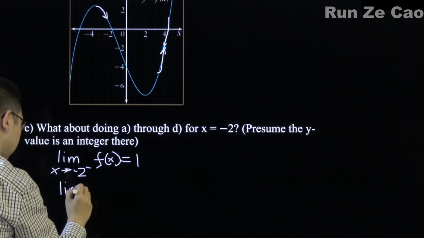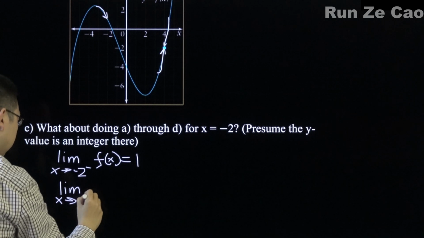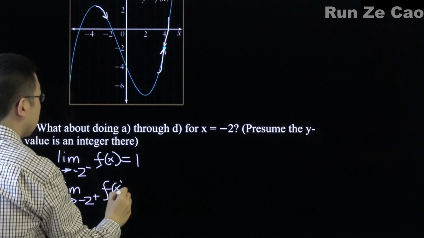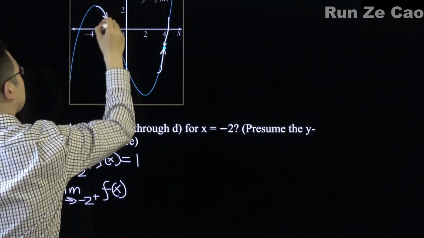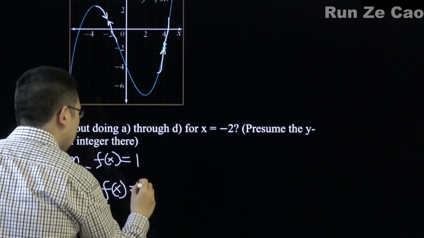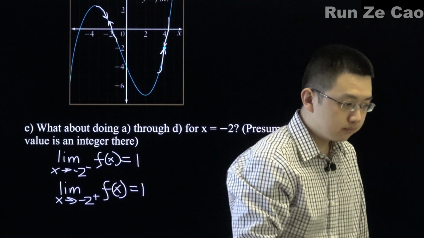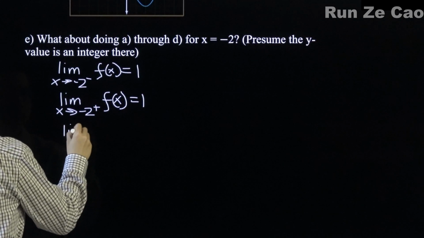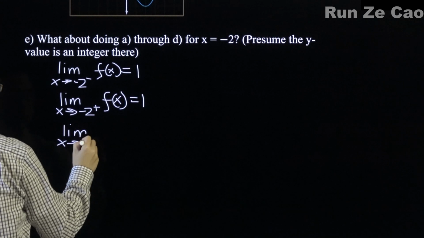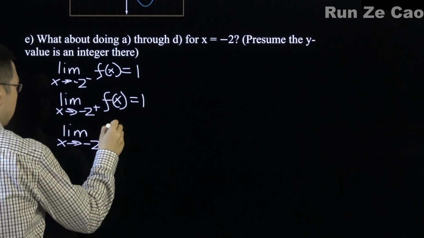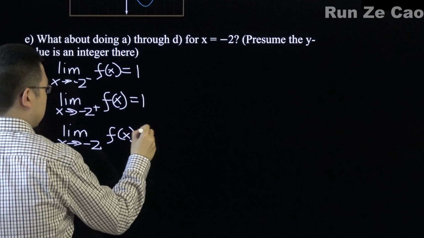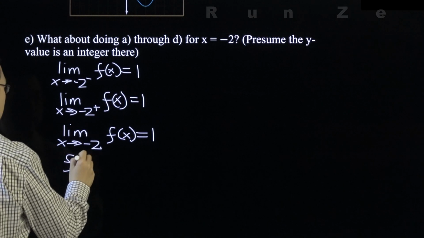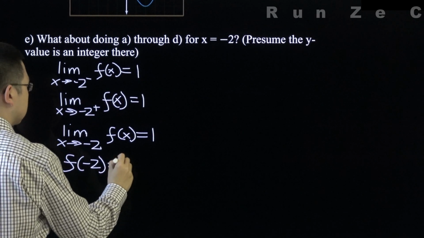And the limit as x approaches negative 2 from the positive side for f of x is equal to 1. And from both sides, well, these are equal, so from both sides we get the limit as x approaches negative 2 of f of x is equal to 1. And what else? Well, f of negative 2 is equal to 1.